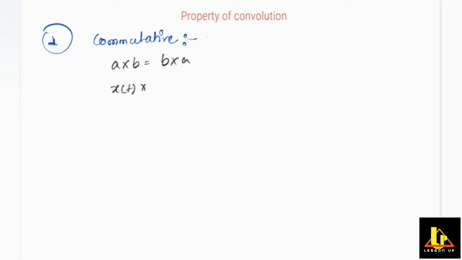In this video we will see a few properties of convolution. Our first property is commutative. Since we all know that A into B is equal to B into A, the convolution property is also like multiplication. So x of t convolve with h of t will be equal to h of t convolve with x of t.